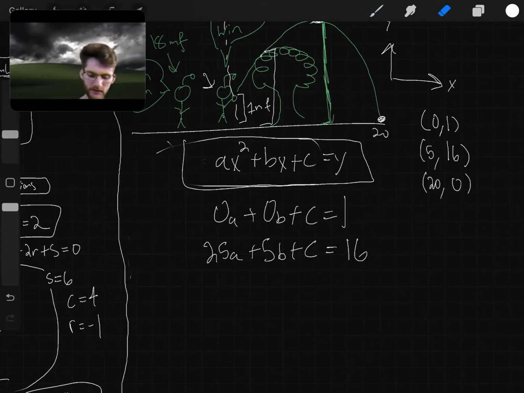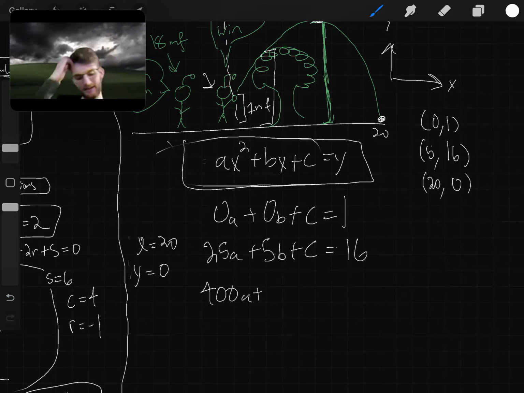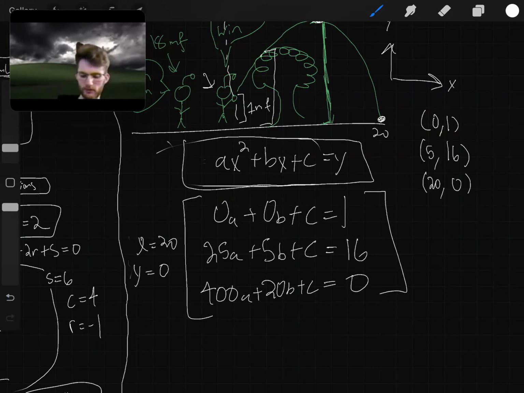And then finally, our last data point, x equals 20 and y equals 0. So 20 squared is 400a, plus, oh, I'm sorry, 20 times b, because x equals 20, plus c equals 0. So now we have our system of linear equations.